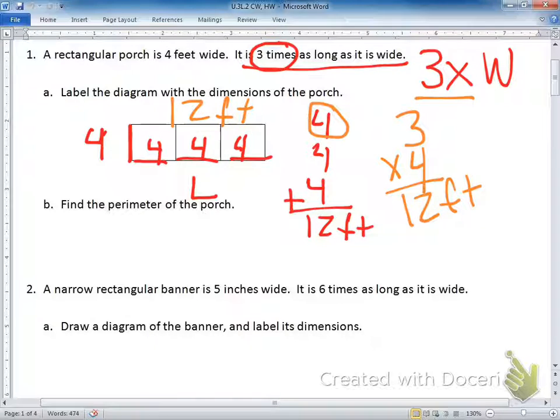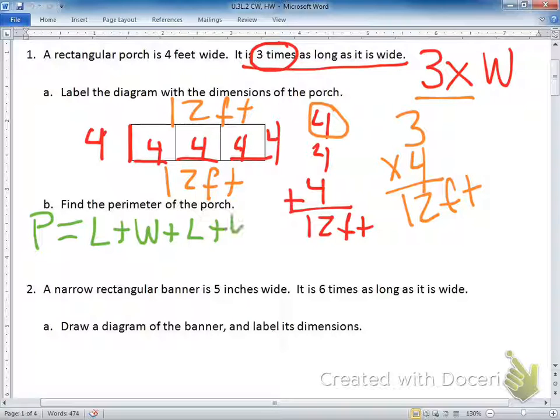So part B now asks us to find the perimeter. Don't forget, if the length is 12, the other side's length is also 12. Same with the width. If the one width is 4, the other width is 4. Now don't forget, perimeter equals length plus width plus length plus width. You could also say perimeter equals length plus width plus width.